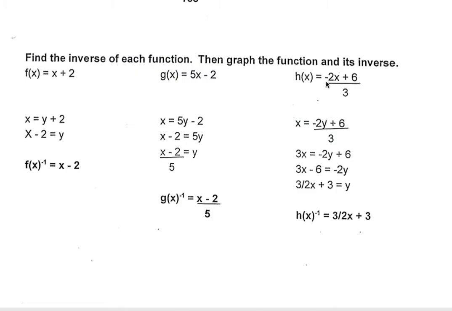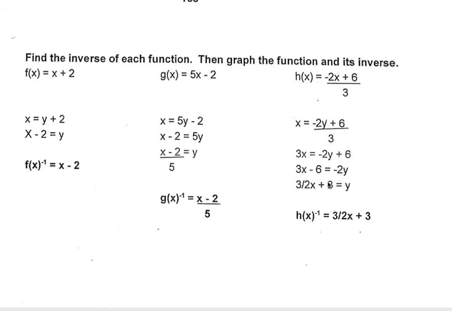We switch the x and the y, so we get x equals negative 2y, it was negative 2x, plus 6 over 3. Now we're going to multiply both sides by 3, so we get 3x equals, and then we're just left with what we had in our numerator. Remember, numerator is the top number, denominator is the bottom number. So our numerator just stays the same, negative 2y plus 6. We will then subtract 6, so we get 3x minus 6 equals negative 2y, and then we divide by negative 2.